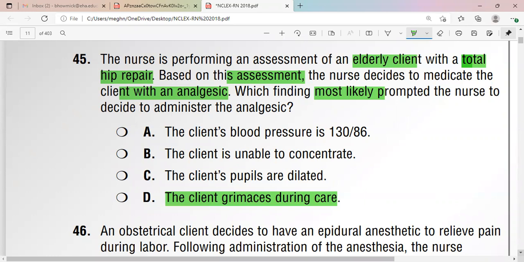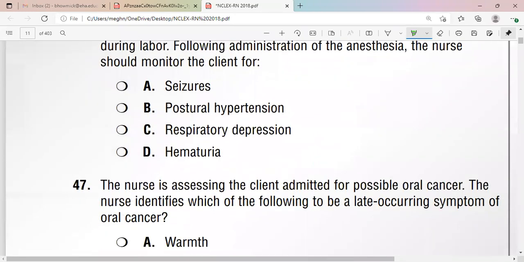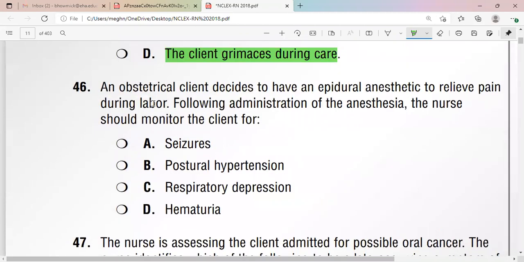And the next question goes: an obstetrical client decides to have an epidural anesthesia to relieve the pain during labor. Following administration of anesthesia, the nurse should monitor the client for what? Seizure, postural hypertension, respiratory distress, and hematuria. So what is your answer?